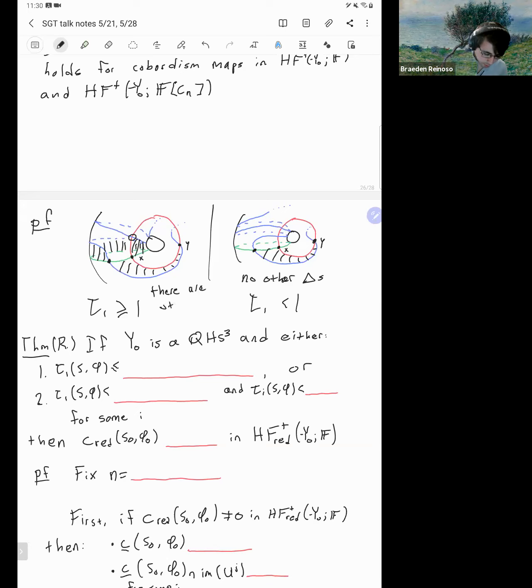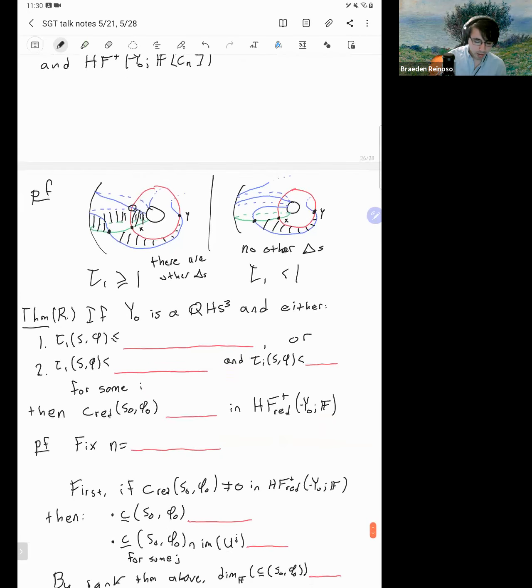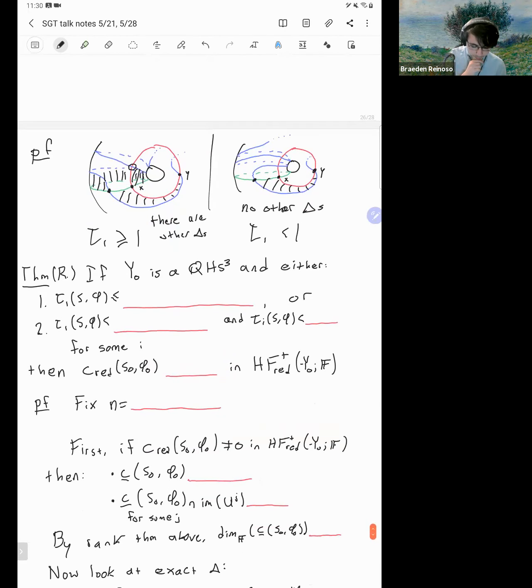there are other triangles. But for fractional Dehn twist coefficient less than 1, there just aren't any. There are no other triangles that you can count. And so since there's this unique triangle, you know that the contact class for your capped off open book is mapped exactly to the one for your uncapped off open book.